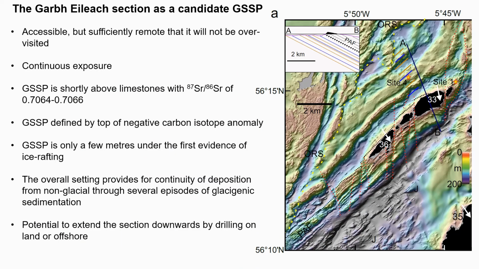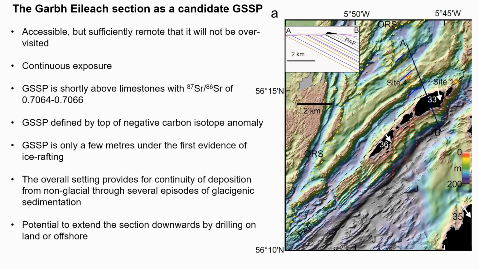The Garvellach section has much in its favour as a candidate GSSP, despite the lack of paleontological or radiometric constraints. It can be accessed within a couple of hours from the mainland, but it won't be visited casually. The exposure is continuous, and the weathering state on the raised shore platform allows structures to be seen clearly. There is a clear chemostratigraphic context with high-quality strontium isotope data from underlying limestones and a well-constrained carbon isotope anomaly. In addition, evidence for ice rafting is within a few meters above the candidate GSSP, shortly followed by evidence of a glacier advance.